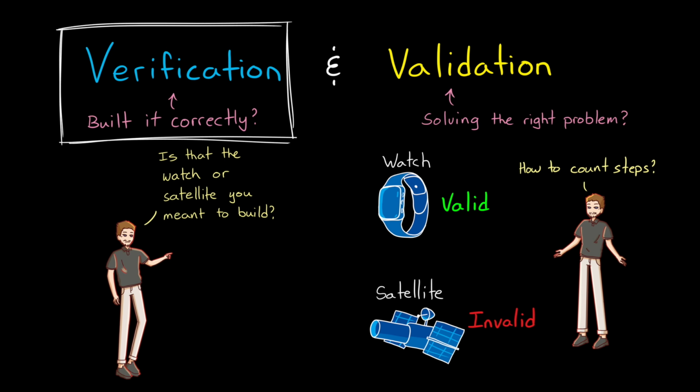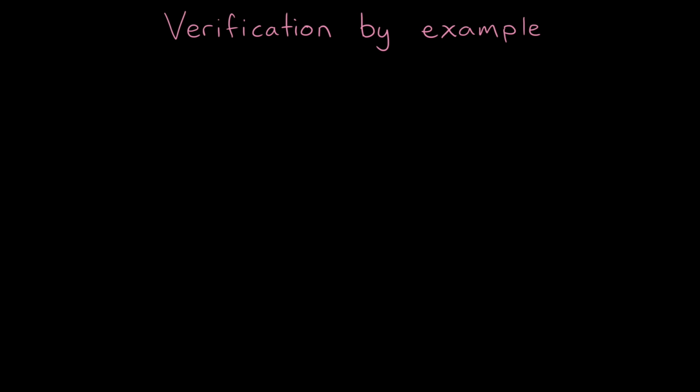And the key idea that I want to get across is that verification is not a single test at the end of a project. It happens at multiple stages and in different forms. So let's walk through a few important ways to verify a system. The first one is probably the most familiar: verification by example. That is, you show by example that your system does what you want it to do.